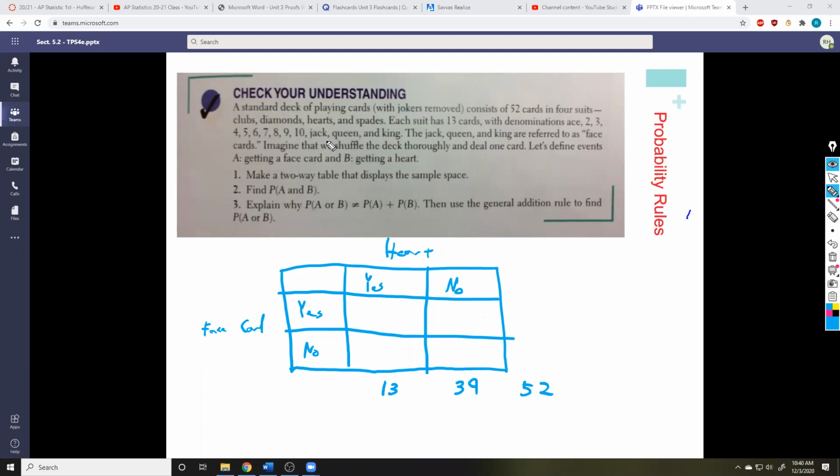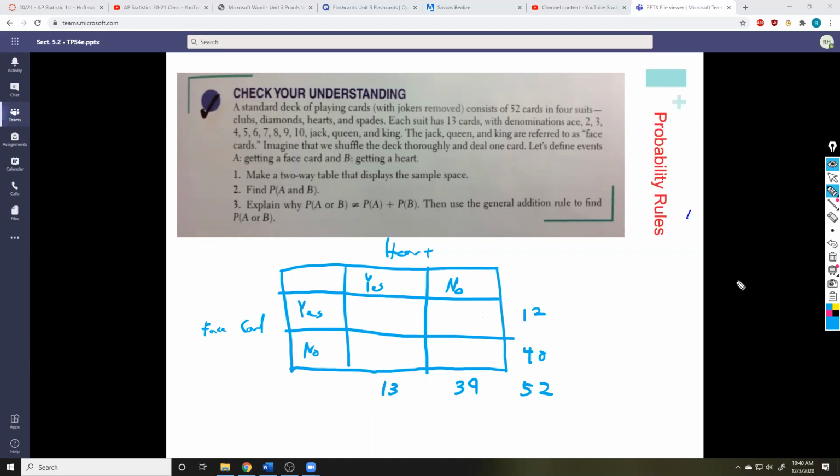Then we have our face cards. We know that they're Jack, Queen, and King, and there are 4 suits, so 4 suits times 3 face cards each equals 12 total face cards, which leaves 40 of them to not be face cards. So then when we go within ourselves, we know that these should add up to, across the rows, 12 and 40, and across the columns, 13 and 39.